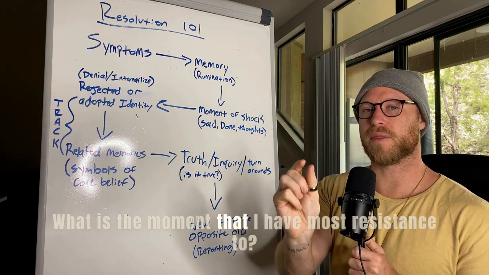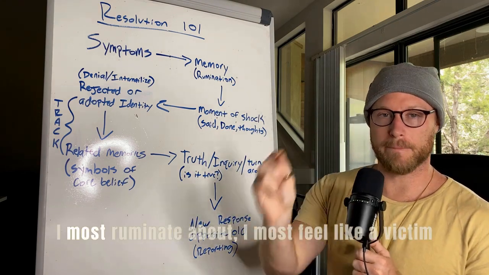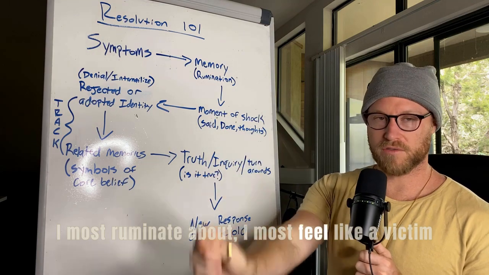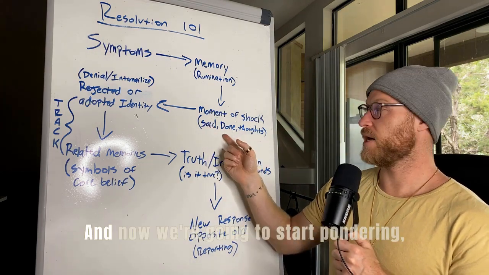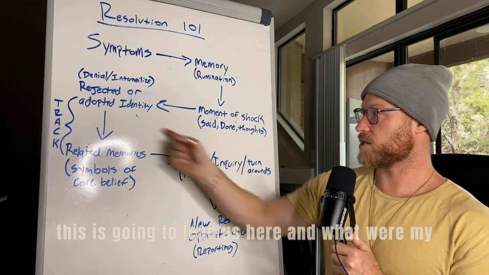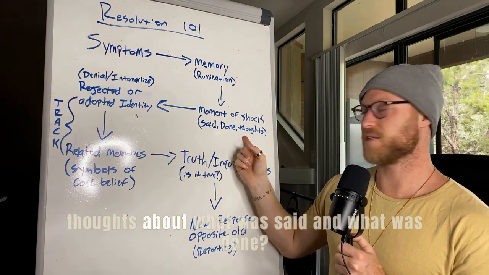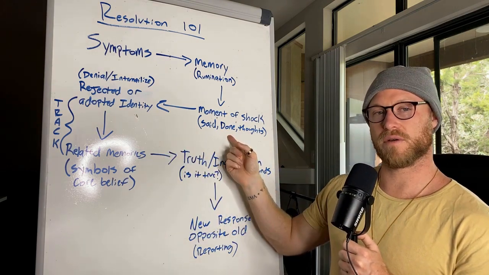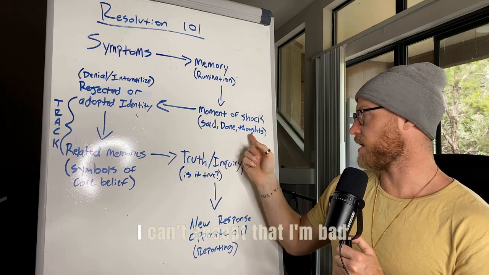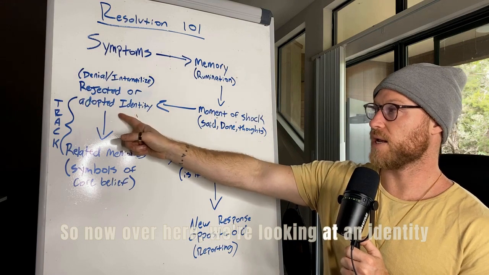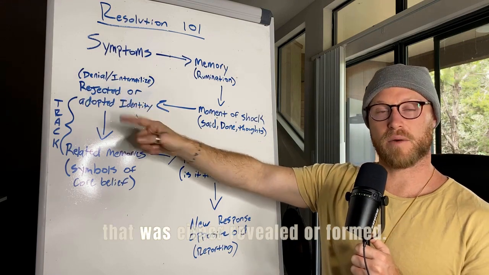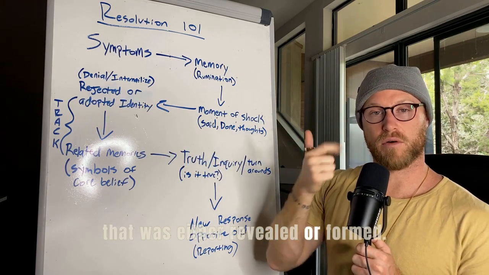What is the moment that I have most resistance to? I most ruminate about? I most feel like a victim to? What was said? What was done? And now we're going to start pondering. This is going to lead us here. And what were my thoughts about what was said and what was done? I can't accept that. I'm bad. I'm wrong. Right? So now over here, we're looking at an identity that was either revealed or formed.